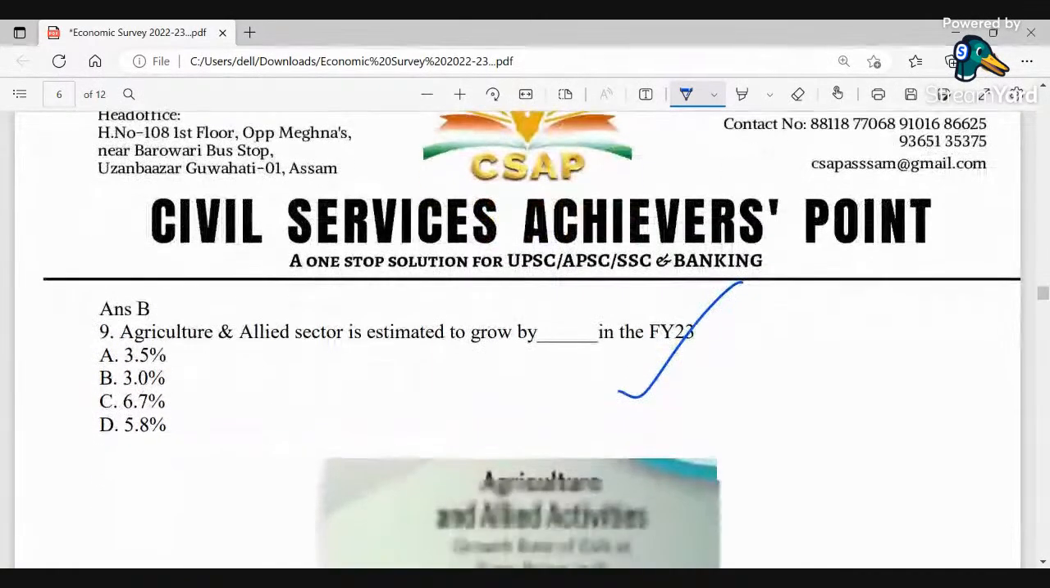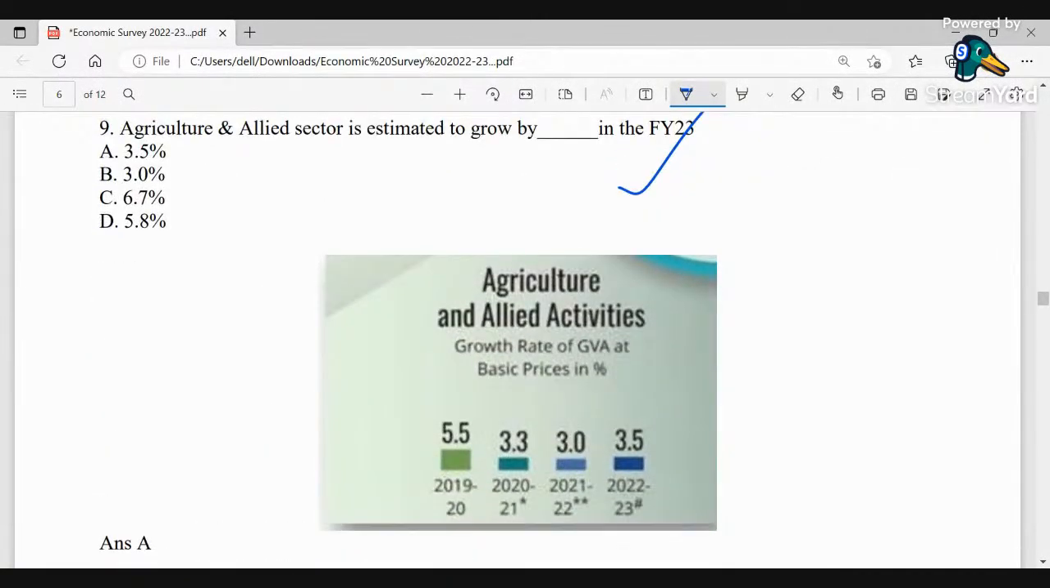Okay, chalo, I will tell you the answer. You can see over here 2019-20 it is 5.5, 2020-21 3.3, 21-22 3.0, 22-23 3.5. So therefore this is basically 9A. It will be 3.5% in financial year 23. That is in the agriculture and allied sector.